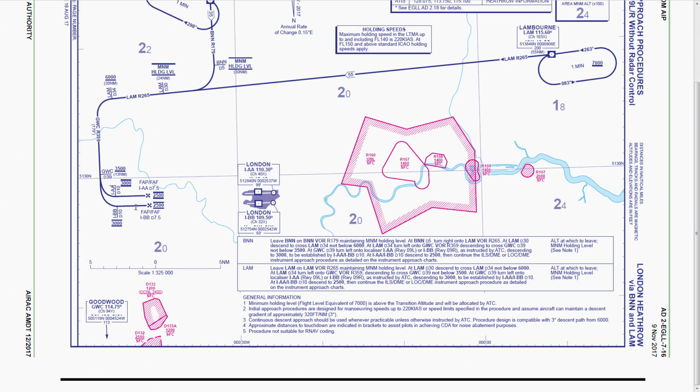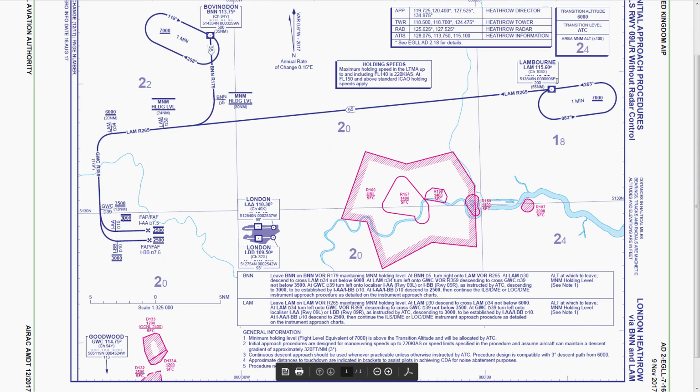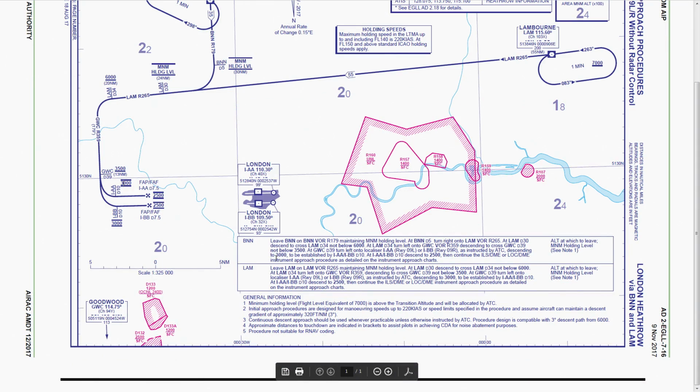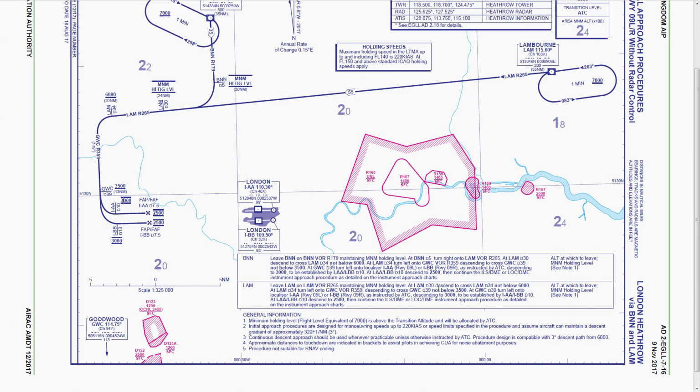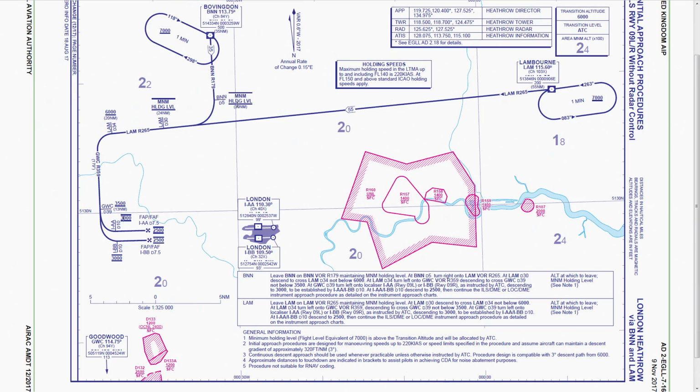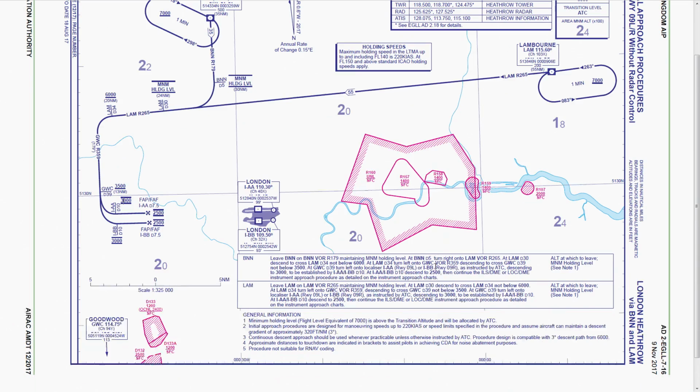So there you go, and you can see that 10 nautical miles away, you need to be established on that, and by this time you should be on the localizer 3,000 feet away from it. Very, very simple. And you can see here it tells you from Lambourne or Bovingdon. Since we came in from Bovingdon, leave Bovingdon on the 179 radial, maintaining minimum holding level at Bovingdon, which the minimum holding level is 7,000 feet, for example.